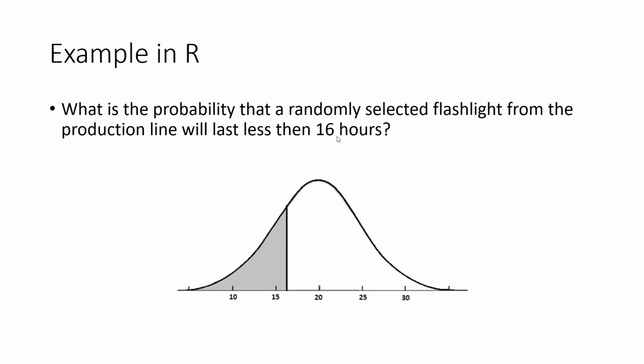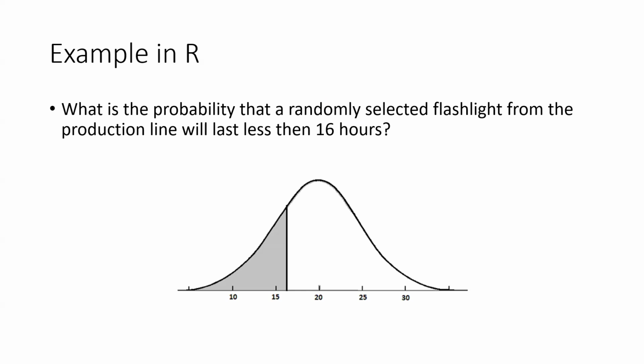Now, don't get confused here, all right? We're not looking for exactly 16. We're not looking for 16 or less. This is less than 16, not less than or equal to 16, okay? So if it lasts 15 hours and 59 minutes, it'll be found in this shaded region. If it is 15 hours, 59 minutes, 59 seconds, shaded region. But if it's 16 hours, it's not going to be in the shaded region. It's anything less than 16 hours, but not equal to 16 hours, okay?